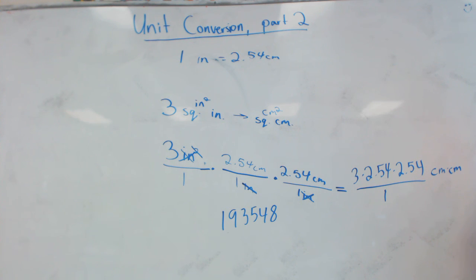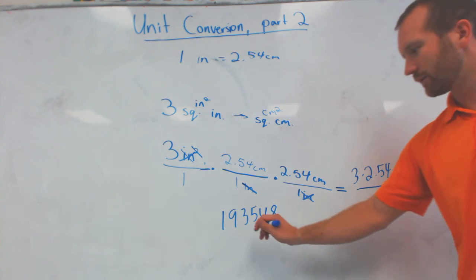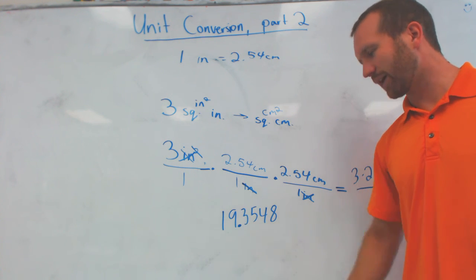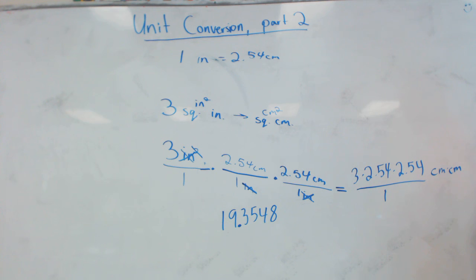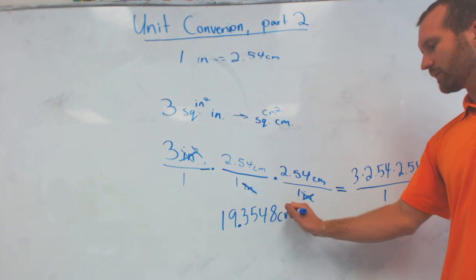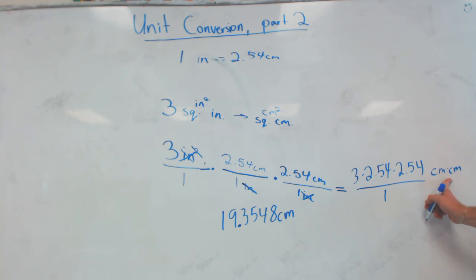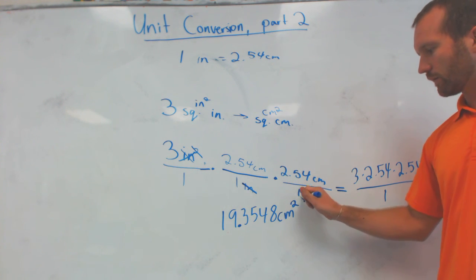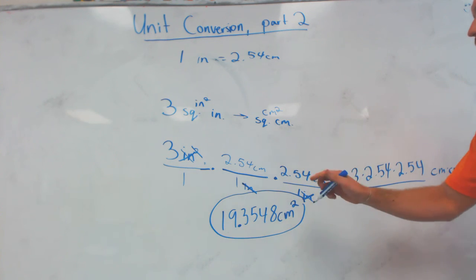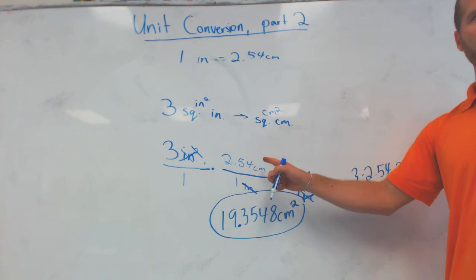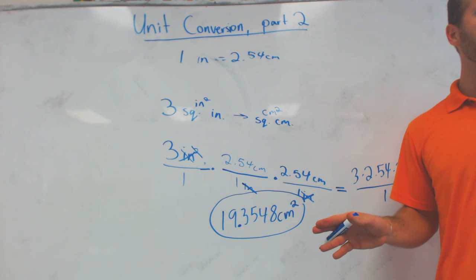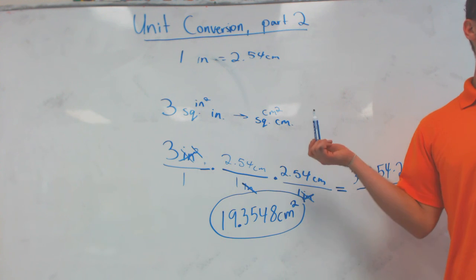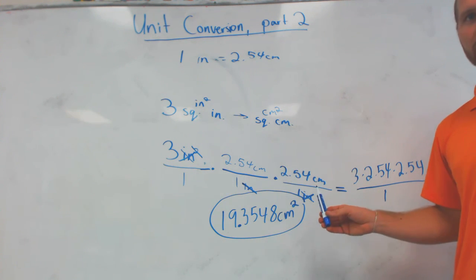Wait, are you guys sure? Oh, wait, it's 19.35 point. Oh. Yes. Okay. I was getting a little worried. I was like, that seems like kind of too big. All right. Centimeters times centimeters is centimeters squared. So this is our answer. If we had only done it once, we would have gotten a totally different answer. So with square units, we have to use our same conversion factor twice.